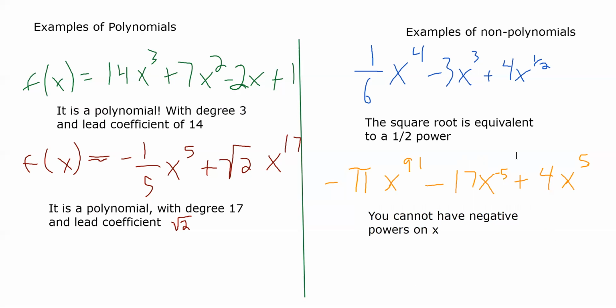So any one term can screw up the entire thing. If I had omitted this middle term, the leftovers would form a polynomial. That's actually a totally valid polynomial with a degree of 91 and a lead coefficient of negative pi. But that's not what we have.